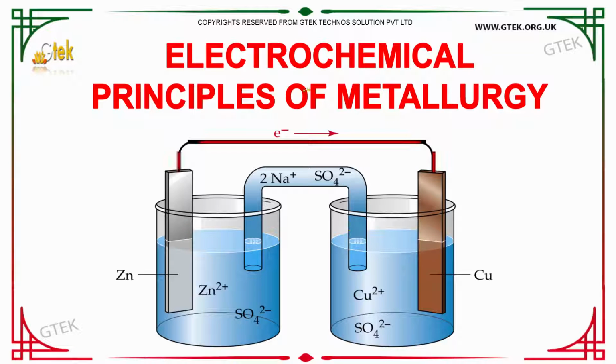Here is about the electrochemical principle of metallurgy. So electrochemical reaction is one of the major things through which you are able to extract the metals, using anode and cathode with an electrolyte in it, and there is a bridge between it.